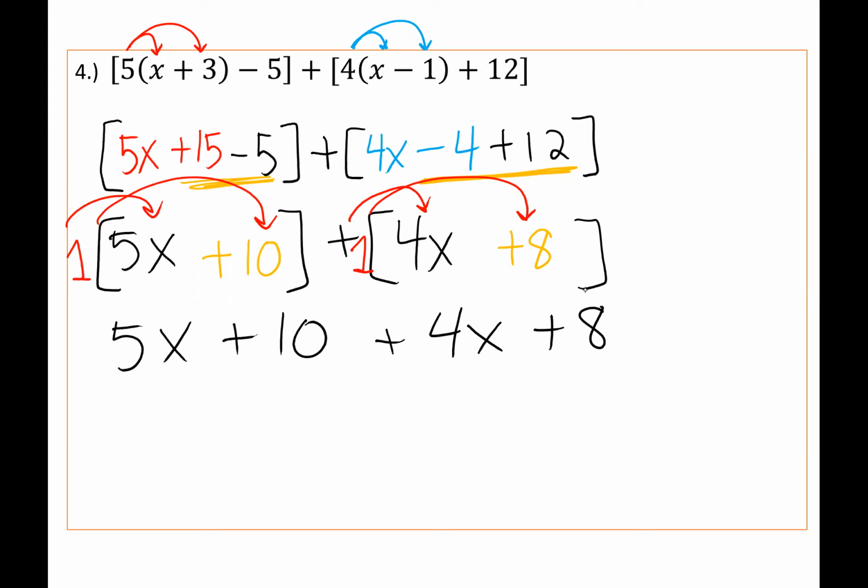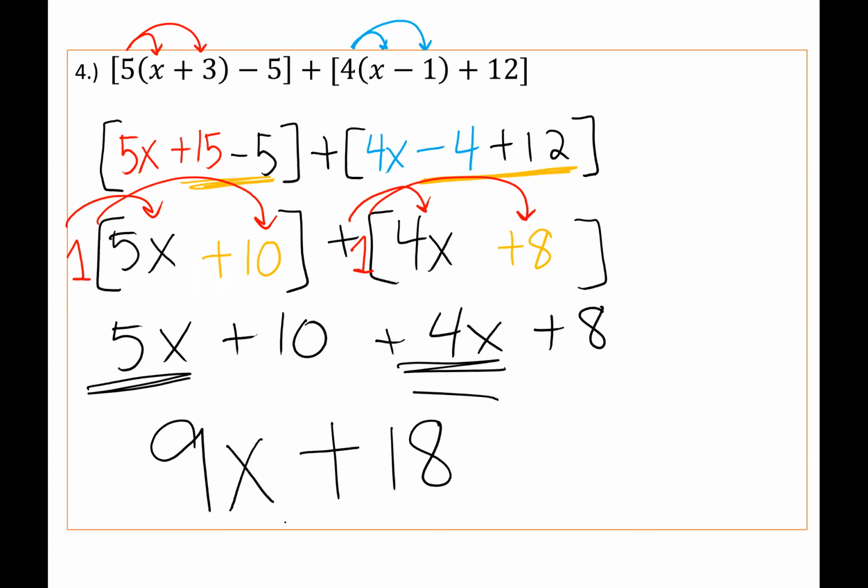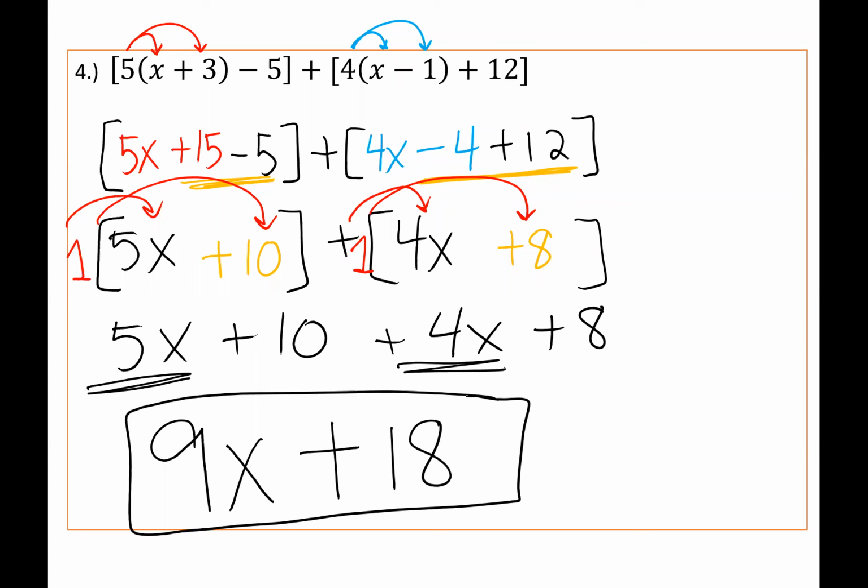Are we done yet? Almost. Here we go. So combine like terms one last time. No more parentheses, no more square brackets. We're about to be done. So 5x plus 10 plus 4x plus 8. The x's are like terms. 5x plus 4x is 9x. And then the constant terms, just the numbers, those are also like terms. Positive 10 plus 8, that's positive 18. So I'm writing plus 18. So after all that, my final answer is 9x plus 18.